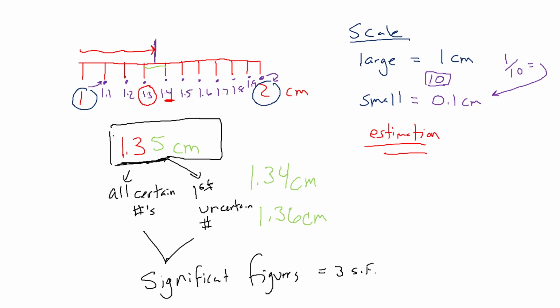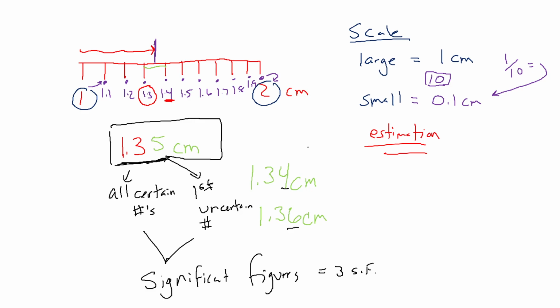So when we take a measurement, the goal here is to always record all the certain numbers that no matter who takes a look at it are going to agree, and that first uncertain number, which is our estimated digit. And usually what we're saying is it's plus or minus 1 of that uncertain number. You know, it could be maybe 1.34, maybe it's like 1.36 there, but it's somewhere in that ballpark.